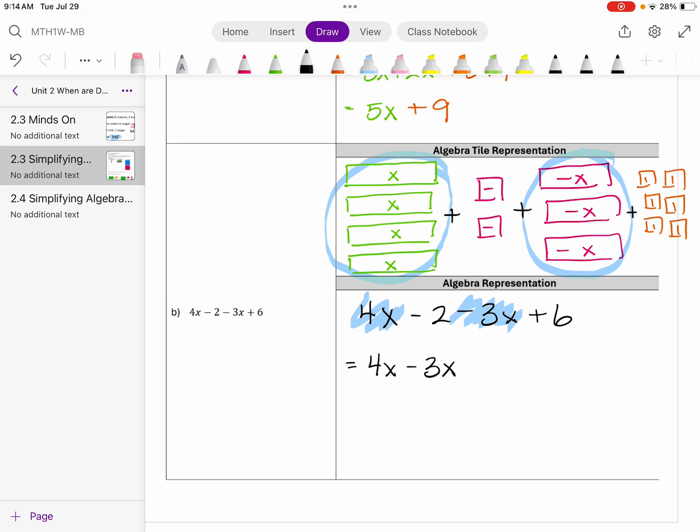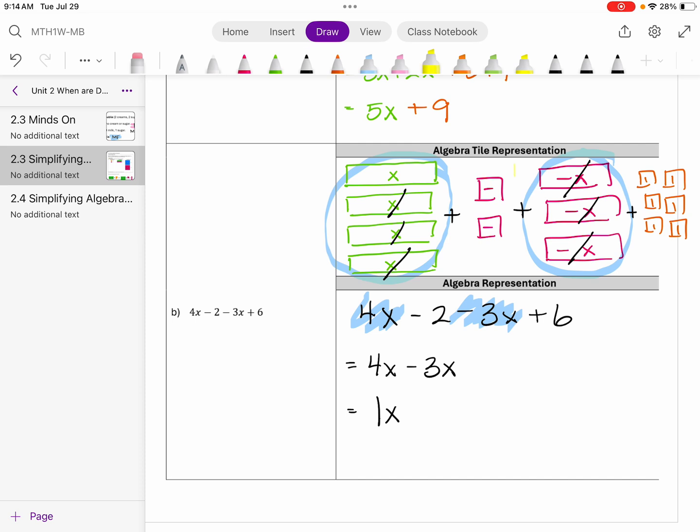If I were to put those tiles together, I would start to create 0 pairs because I've got a positive x and a negative x. So those cancel out to make 0. And that happens 3 times. So in this case, I'm left with 1x. And 4x minus 3x makes 1x when I take 4 minus 3.